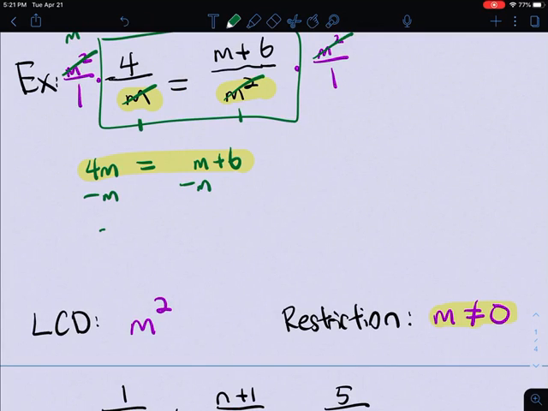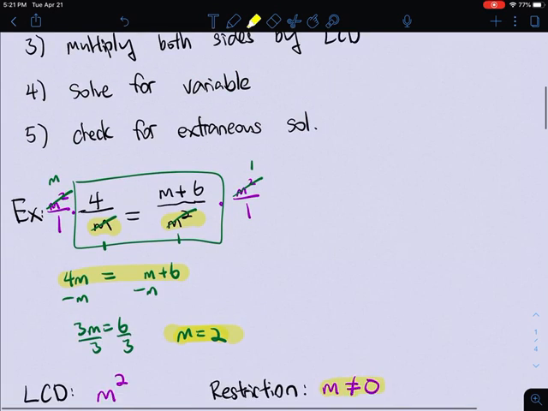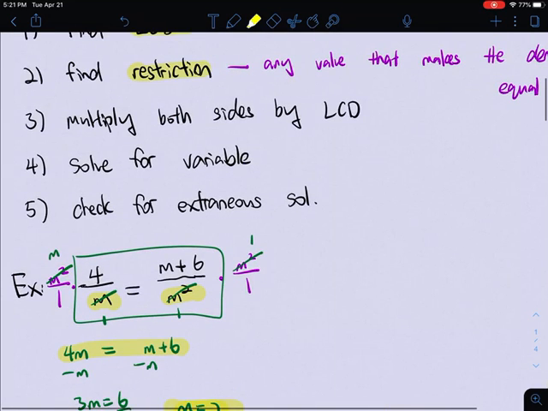Subtract m on both sides. I get 3m equals 6. And then divided by 3, m equals 2. And that's it. Now, again, there is a step 5, but this will come into play more so for next time.